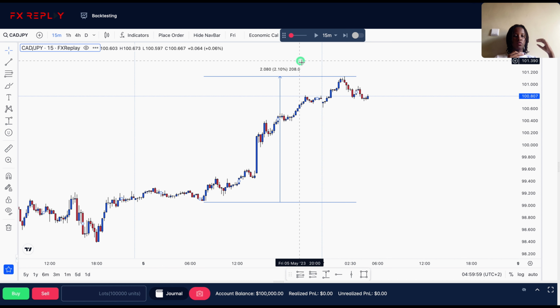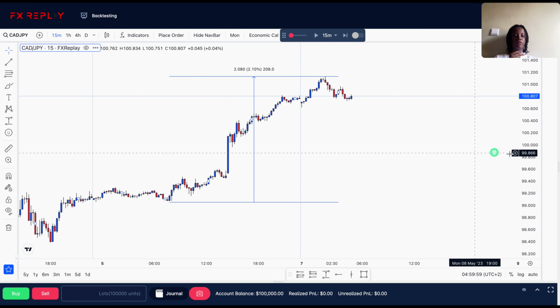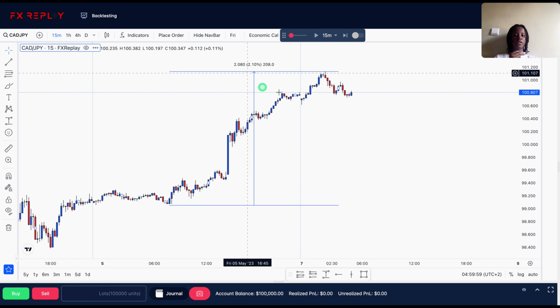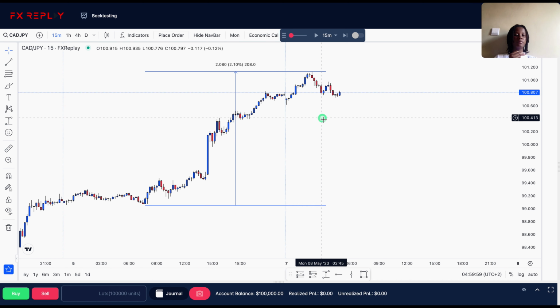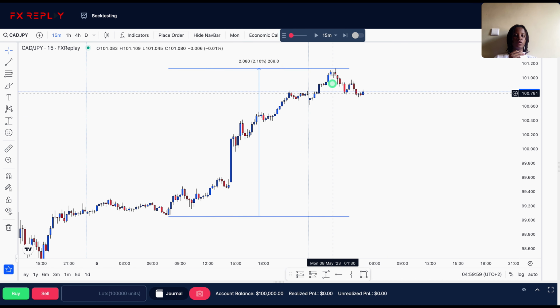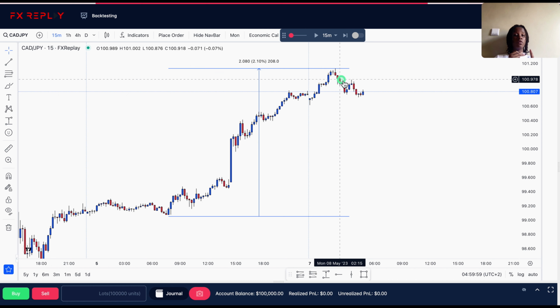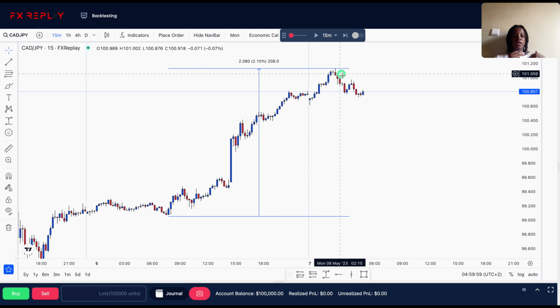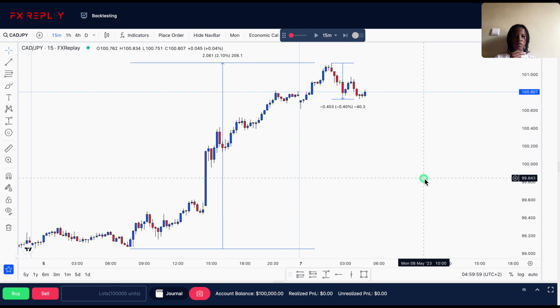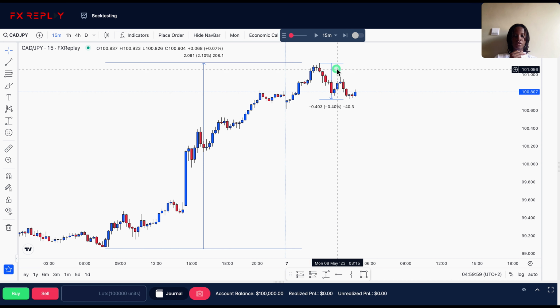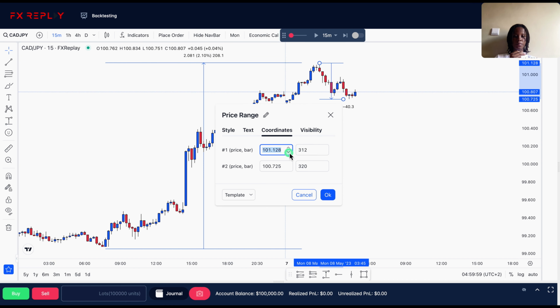So before you search for entries, or before you search for that entry pattern, you have to wait for a 40 pip retracement, because you can see here that this impulsive move is more than 45 pips. So let's measure this move here and see if it has reached 40 pips. Actually putting this, you can see I drew this from here up to here down. Let's put this 40 pips. There is 40 pips.